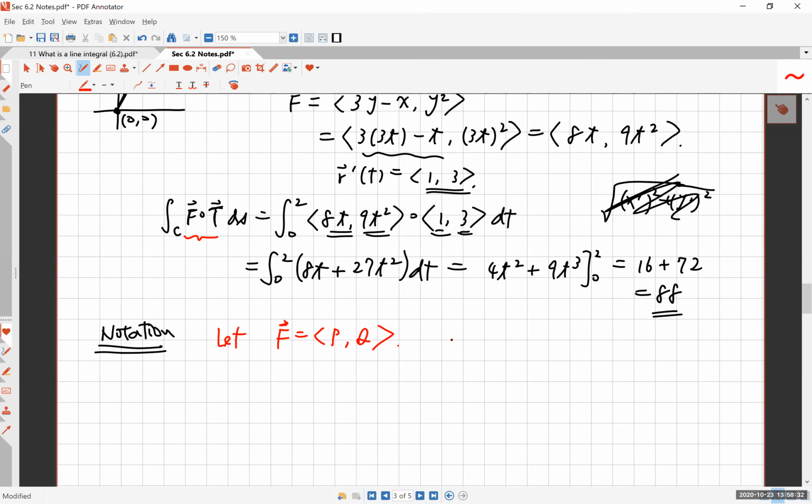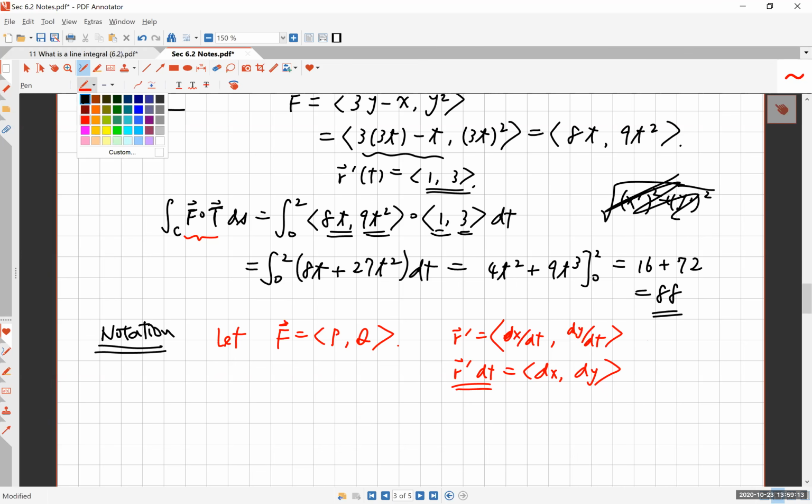Now remember, R prime can be written as dx/dt, dy/dt, right? That's what this is. So let's say R prime dt can be written as dx comma dy. I hope this makes sense. This is just another way of writing this, because if you have dt at the end like this, the dt's will cancel, and so this is just another way of writing that same thing.